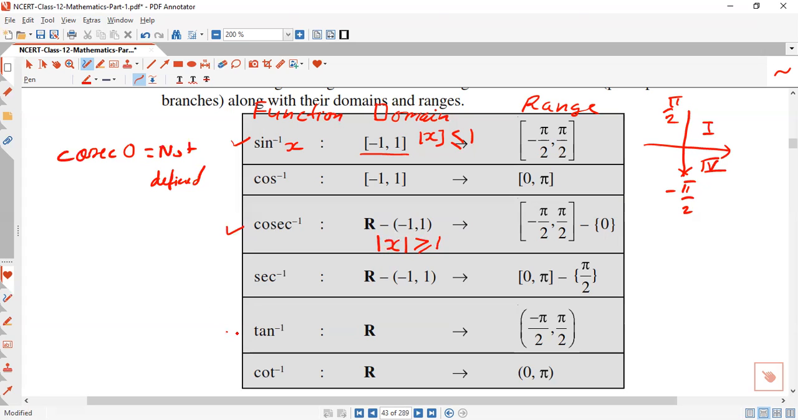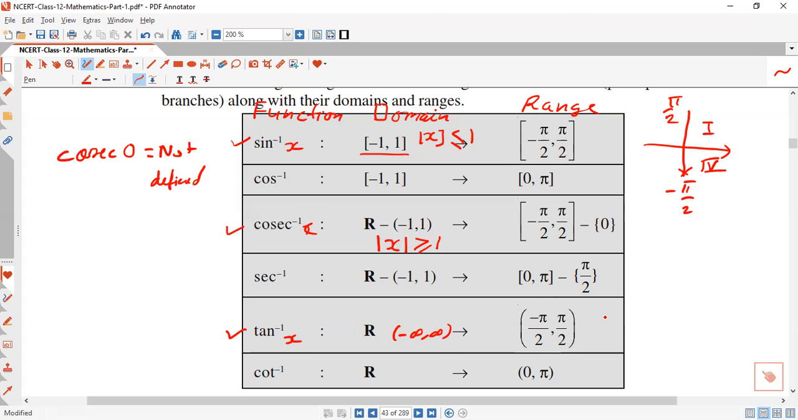Now tan inverse x. The domain is all real numbers, meaning minus infinity to infinity. The x can take any real value. And the range, that is the angle, will lie in the range of minus pi by 2 to pi by 2.